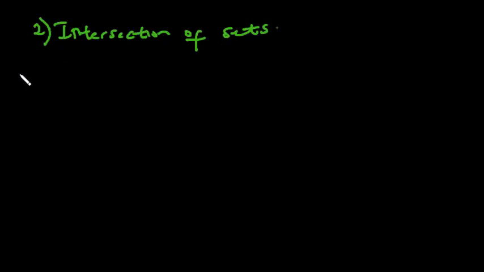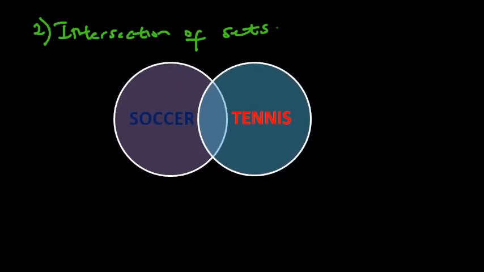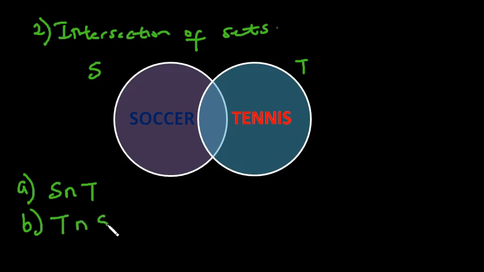So how do we show intersection of sets? Supposing we have two sets, S and T, S representing people who play soccer, and T representing people who play tennis. Now, this circle represents every element present in soccer, and T represents every element present in tennis. So now, let's say S intersection T, or T intersection S. Intersection in a Venn diagram is usually depicted by the overlapping of the two shapes.